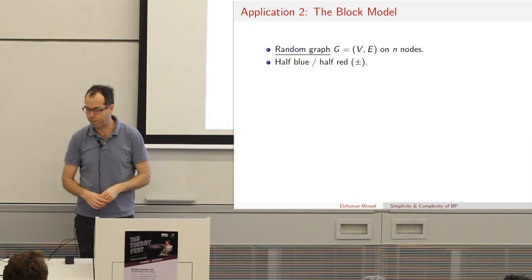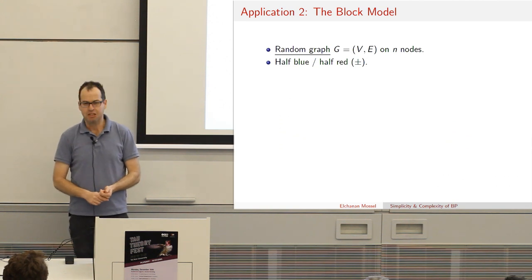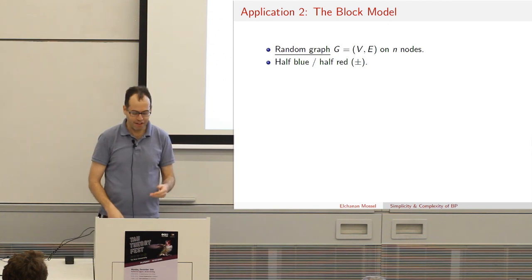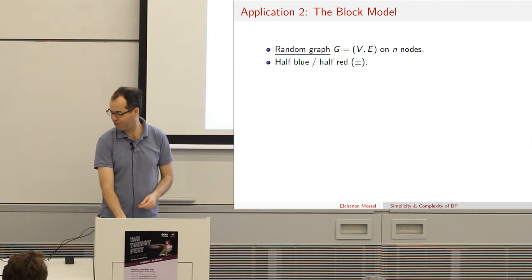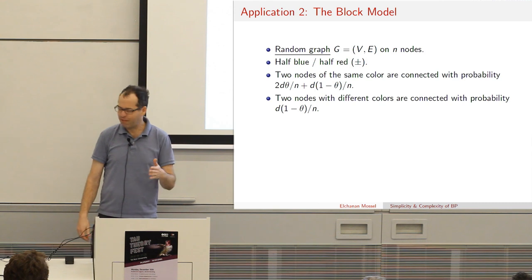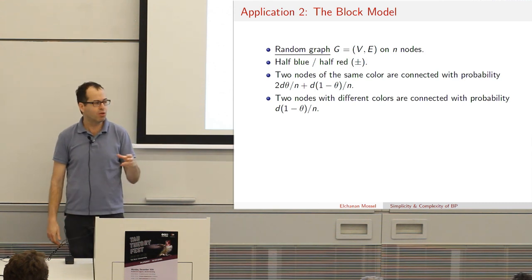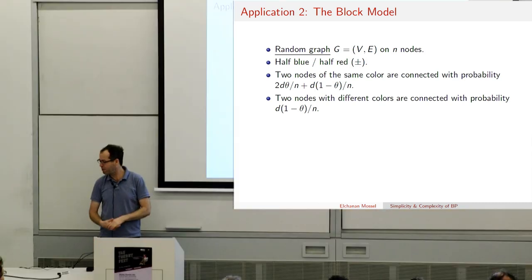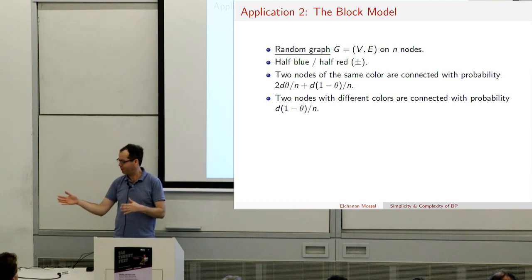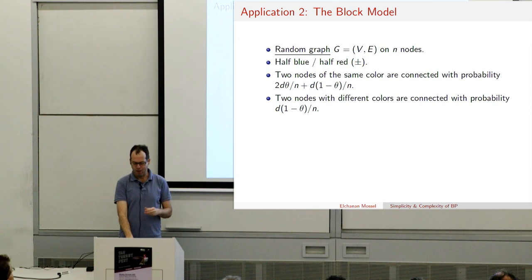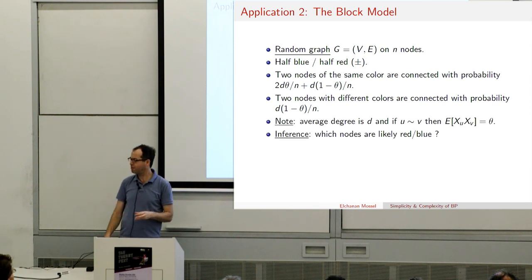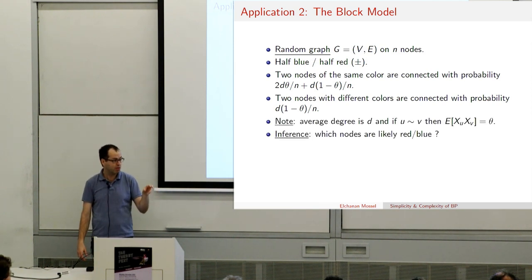Okay, so here's a random graph model. This is called the block model. It's a random graph on n nodes, and n is even, say, and half are red and half are blue. Q is 2, right? So we can do that. And there's some weird parameterization here. I'm going to connect two nodes of the same color with some probability, which is 2d theta over n, and so on and so forth, and two nodes with different colors with a different probability. Why did I choose these two probabilities? I chose them in a way that the average degree is d. Okay, so we want the average degree to be some number, so let's call it d.